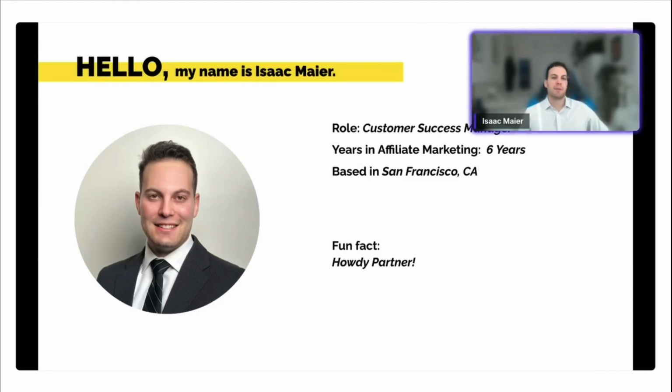So hello, once again, my name is Isaac Maier. I've been in affiliate marketing, I should say 7 years now, and I'm based out of San Francisco, California. Fun fact about me, while I've been in the affiliate industry for 7 years, I am also a partner. On the partner side, I own a website that promotes musical instruments, headphones, speakers, and other things of the sort. And I've been doing that for around 3 years now.